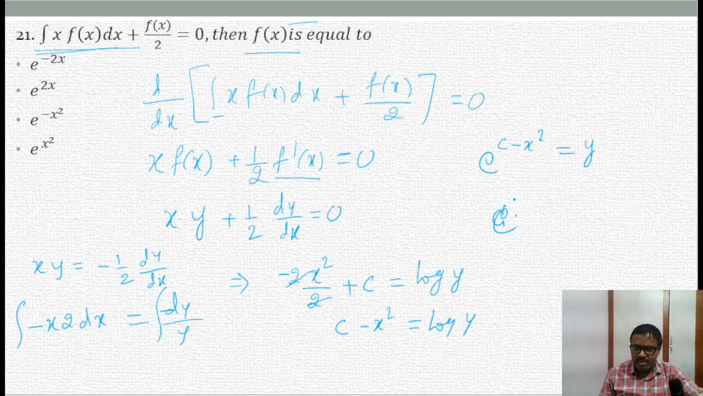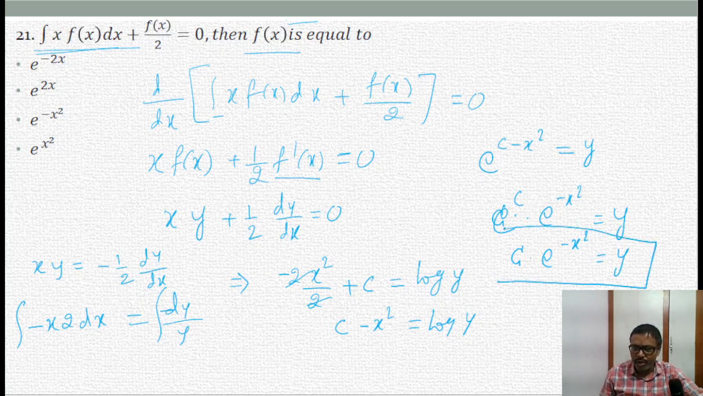I can write it like this: e to the power c into e to the power minus x square is equal to y. So e to the power c can be written as c, and c into e to the power minus x square is equal to y. This is the general function we have. So we got f of x here, but they have given the particular function in every option. So we'll eliminate c here to get the particular value. We'll get the c value as 1 actually. So our solution here is e to the power minus x square, option 3, friends. Let's move on to the next one, friends.